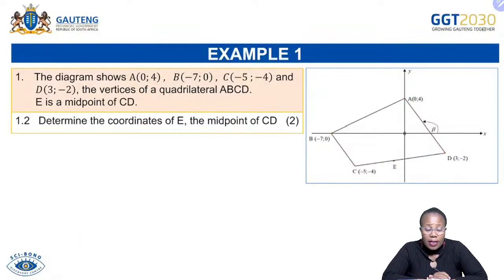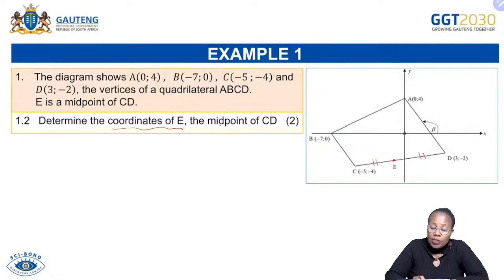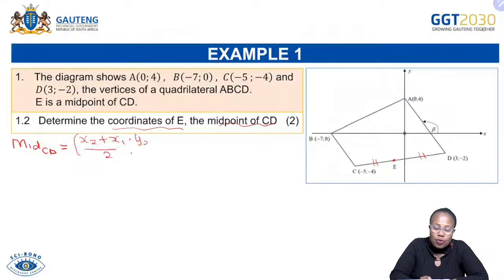And then now the diagram. Okay, we are still on the same diagram. Now the second question, we are determining the coordinates of E. E is that point which we have indicated as cutting the line into 2 equal halves, which is the midpoint of CD. Then we are going to look at the midpoint of CD. So we know the equation is (x2 plus x1) over 2, comma, (y2 plus y1) over 2.